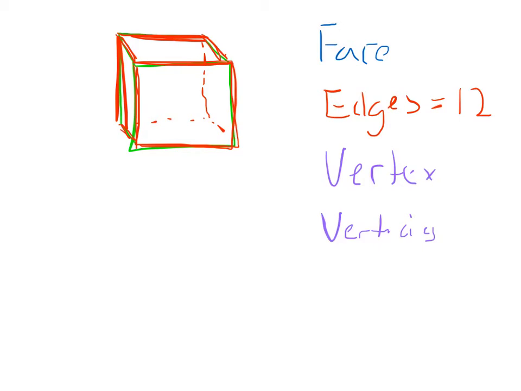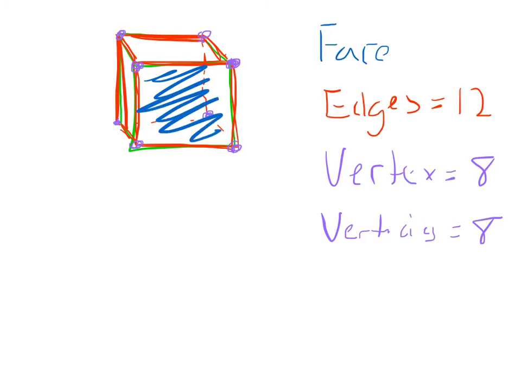The vertices are going to be all the corners. So here I have 1 corner, 2 corners, 3 corners, 4 corners, 5 corners, 6 corners, 7 corners, and this one down here would make an 8th corner. So there are 8 vertices in a cube. That's where you have 3 lines, or segments I should say, coming together.